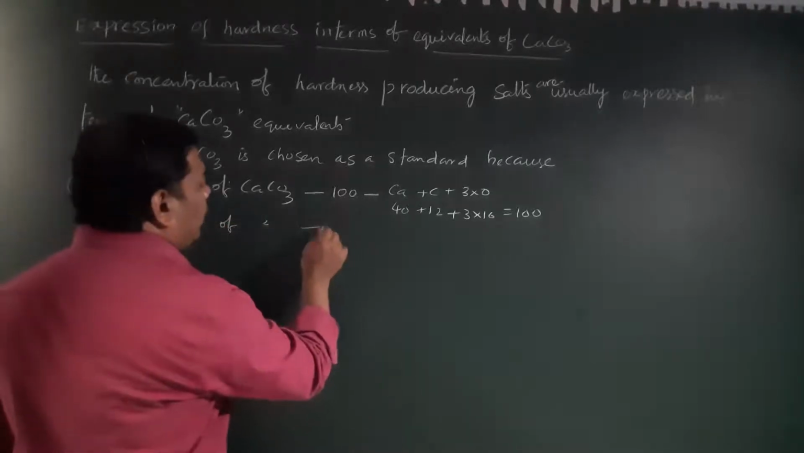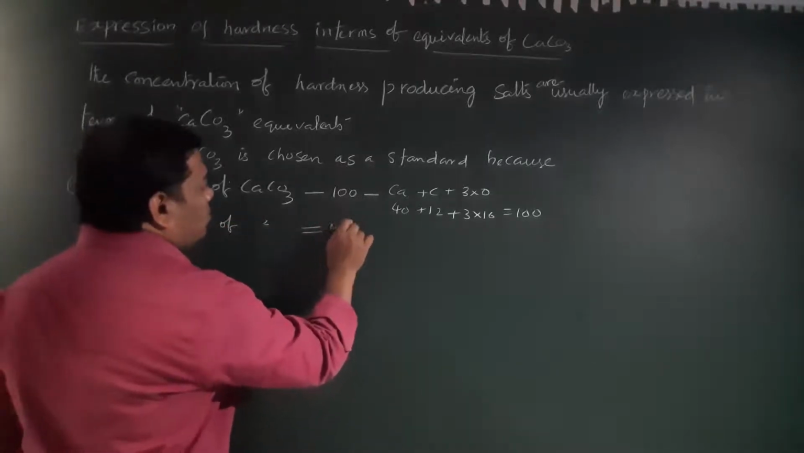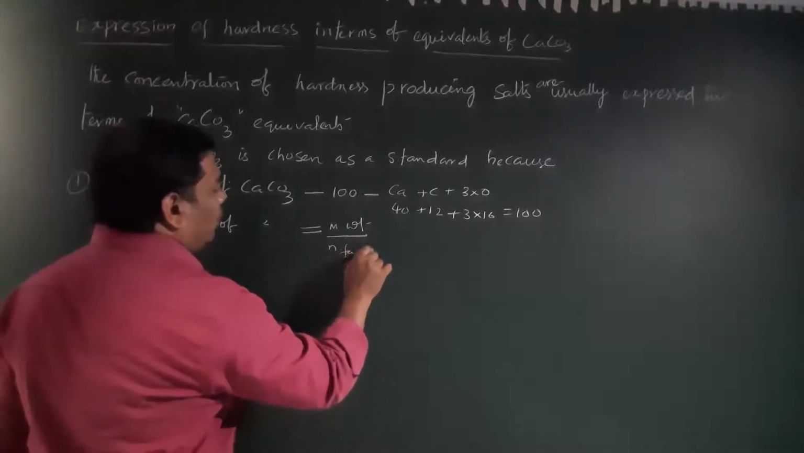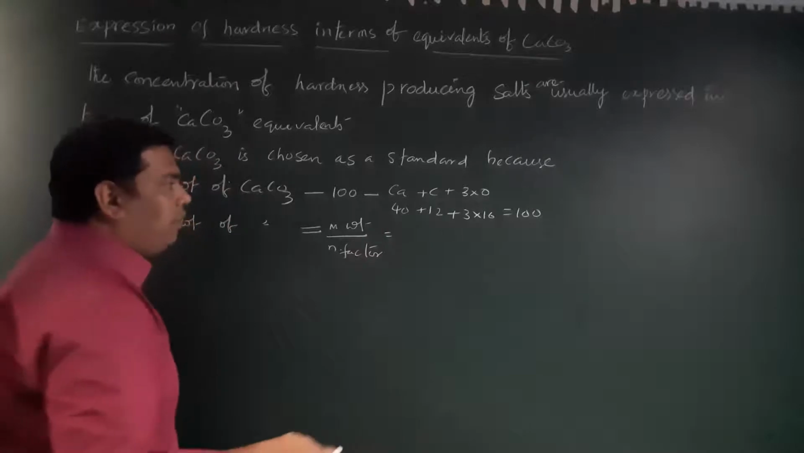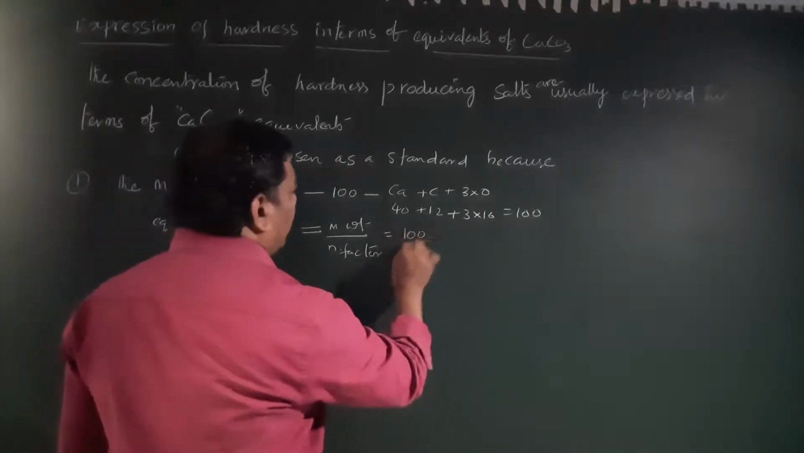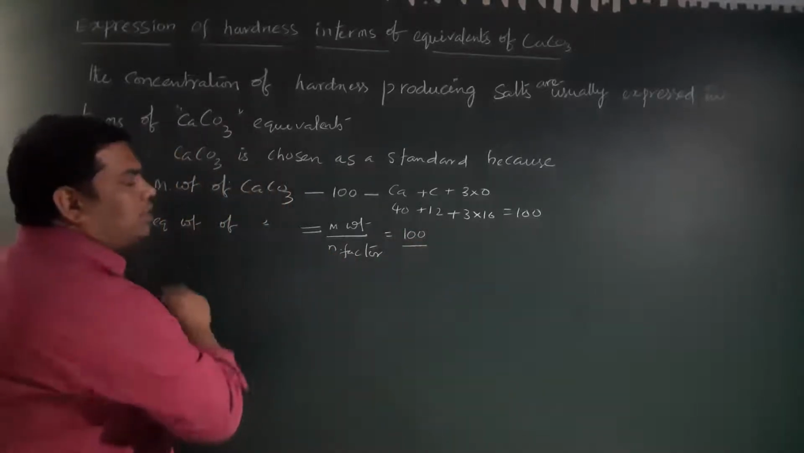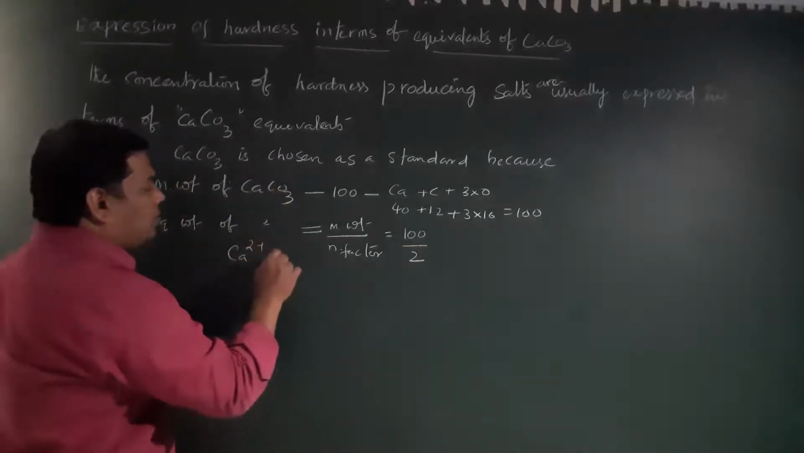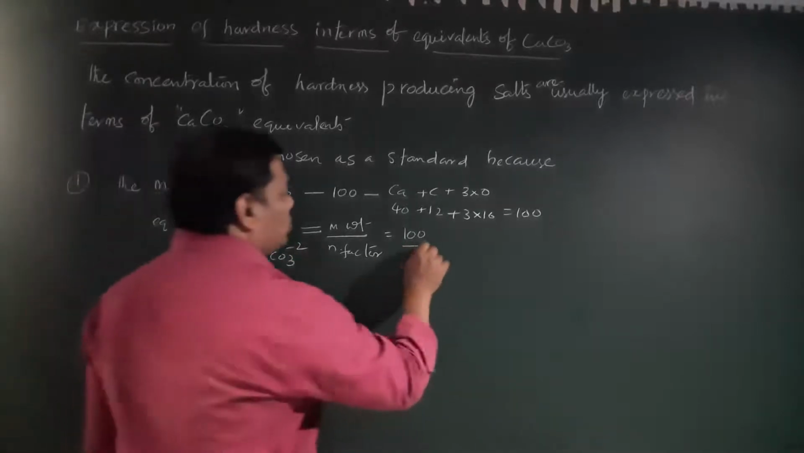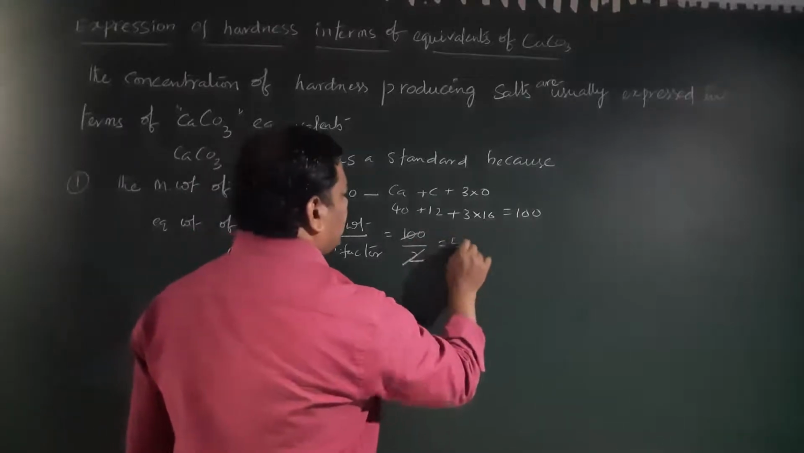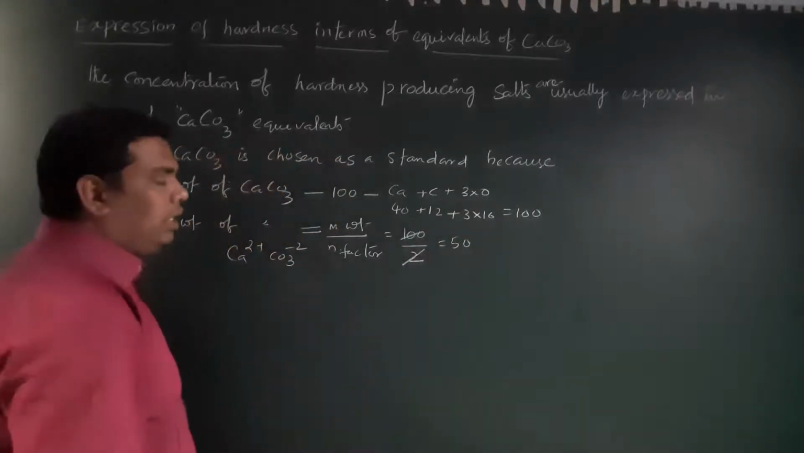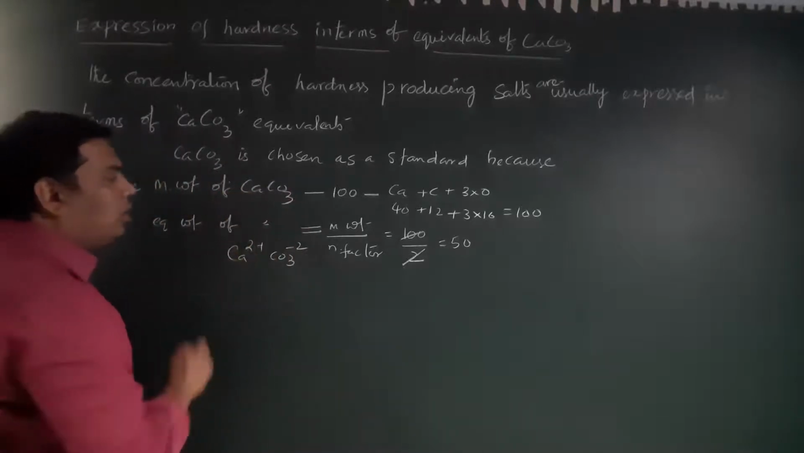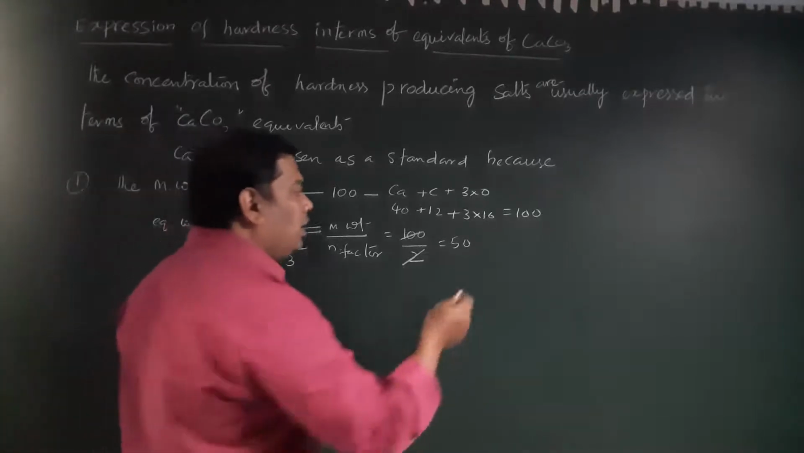CaCO3. Equivalent weight is nothing but the molecular weight divided by the n factor, or valency. So what is the molecular weight, students? 100. The n factor of CaCO3 is 2, meaning Ca plus 2 and CO3 minus 2. So the equivalent weight is 100 divided by 2, which is 50. So the molecular weight is 100 and the equivalent weight is 50, a whole number.